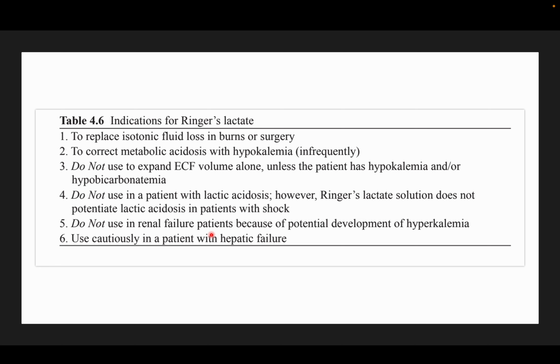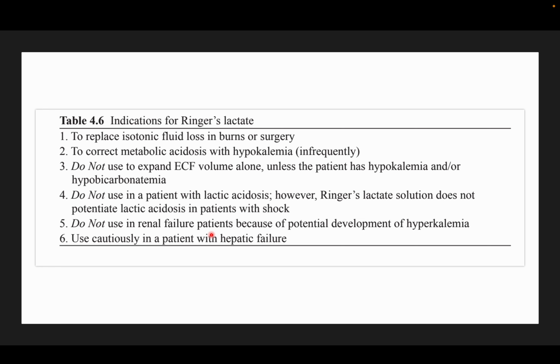Ringer lactate solution has 4 milliequivalents of potassium, but there is always a debate whether we should use ringer lactate solution in a hyperkalemia patient. Generally we can use it, because ringer lactate has hardly 4 milliequivalents of potassium. Our body itself is at 3.5 to 4. Generally it doesn't have significantly high levels of potassium. So we can use ringer lactate in a hyperkalemia patient.